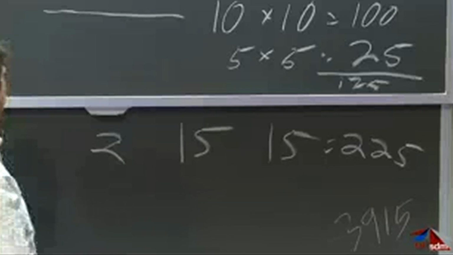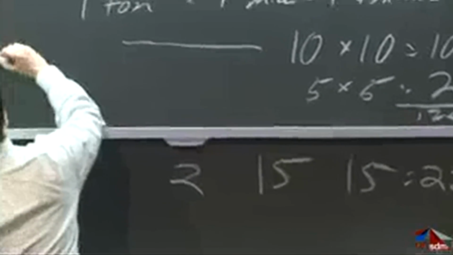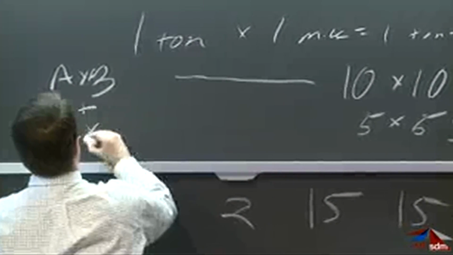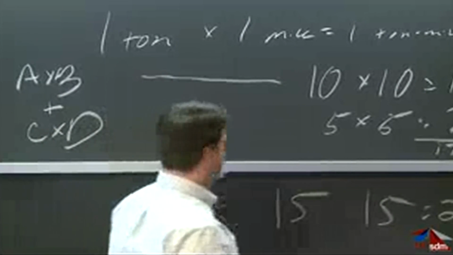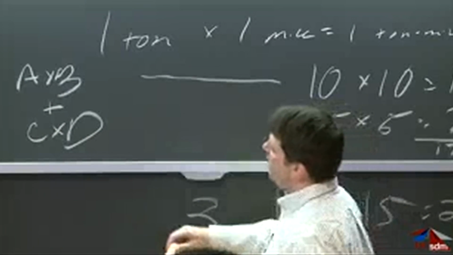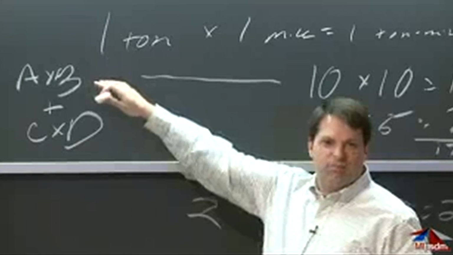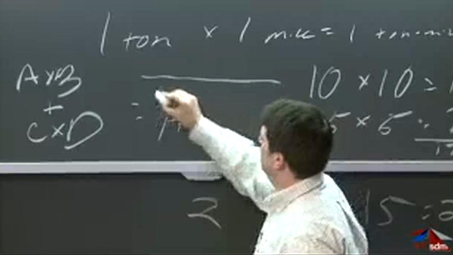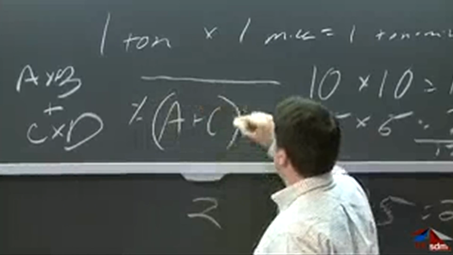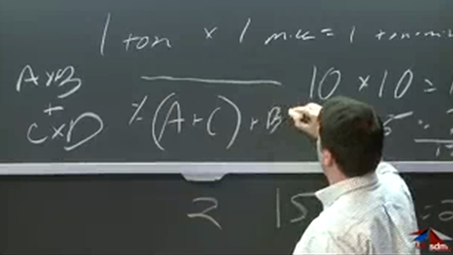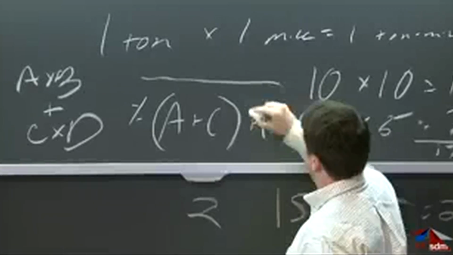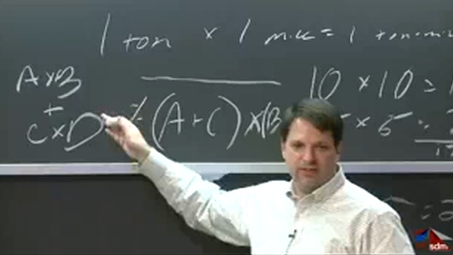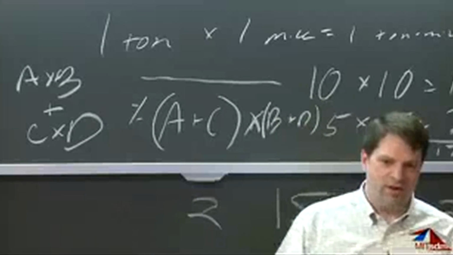And this goes back to, all the way back to our junior high math: A times B plus C times D is not equal to A plus C times B plus D. I can't add these two and multiply them. You just get a different number.